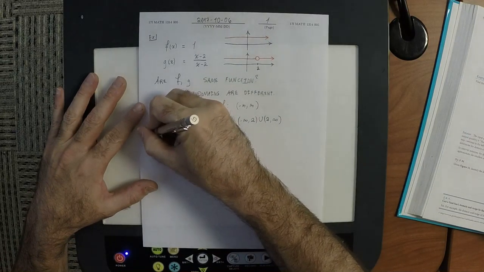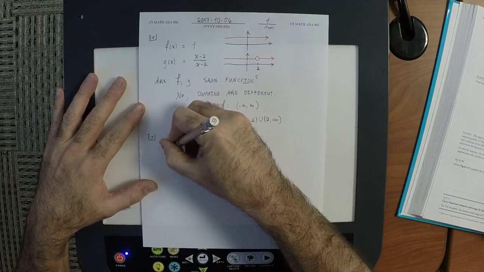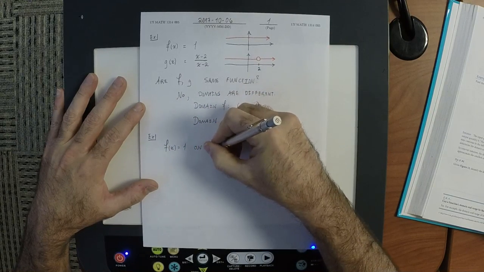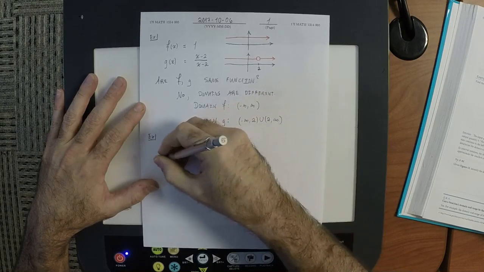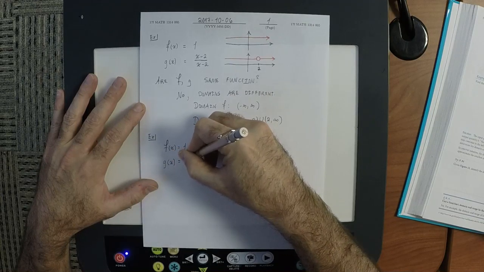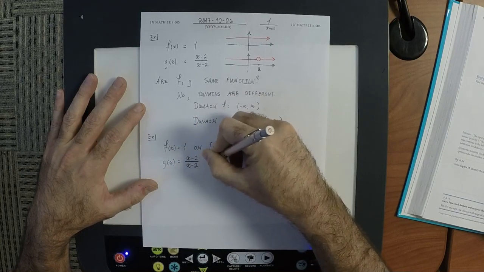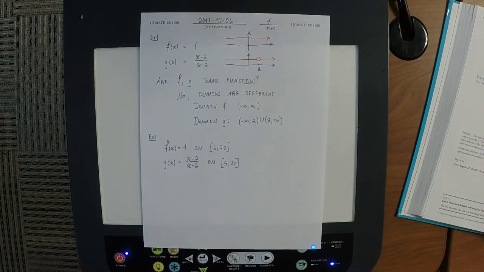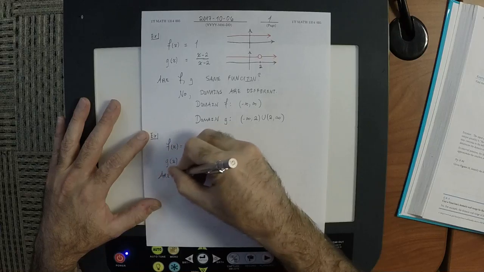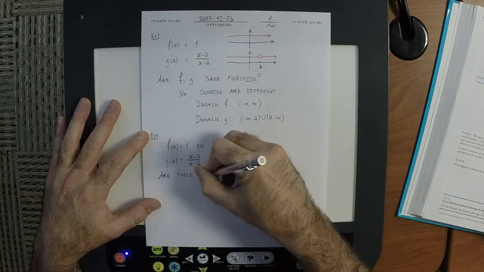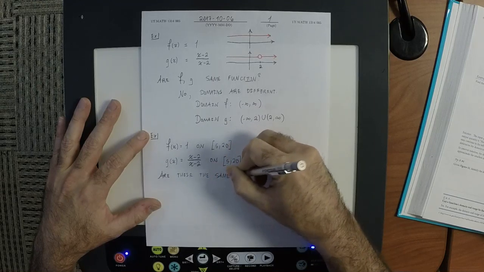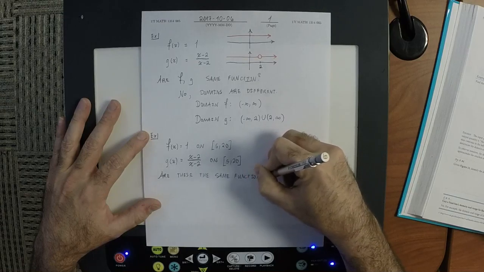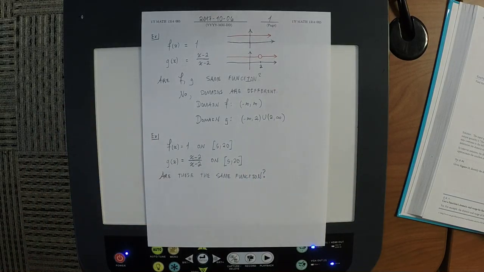Okay, let's have a different example. Suppose that I say that f of x is equal to 1 on the interval 5 to 20, and that g of x is equal to x minus 2 divided by x minus 2 on the interval 5 to 20. Same question as before. Are these the same function? In this case, yes, they are the same.